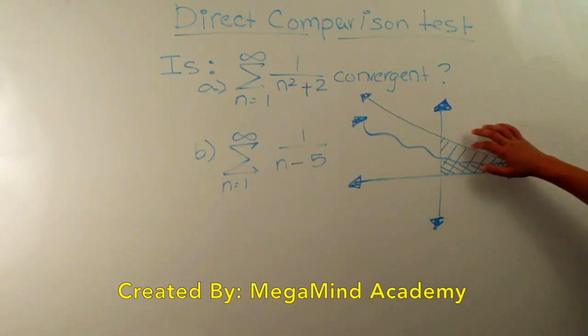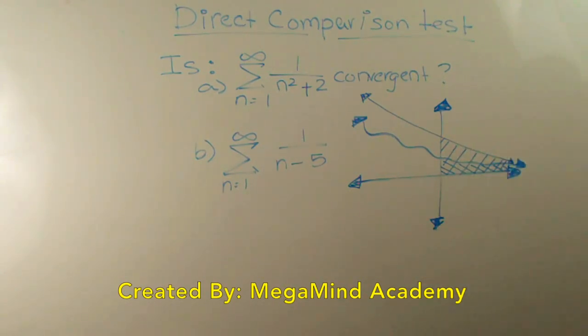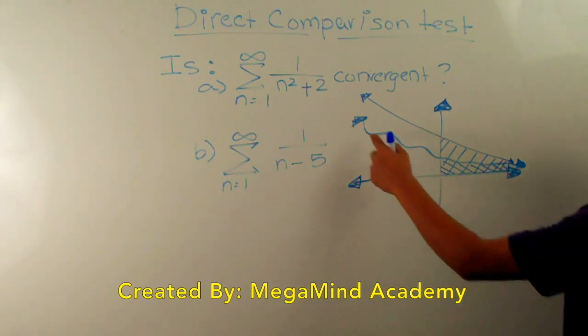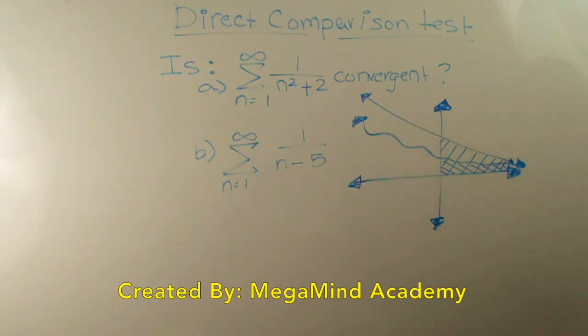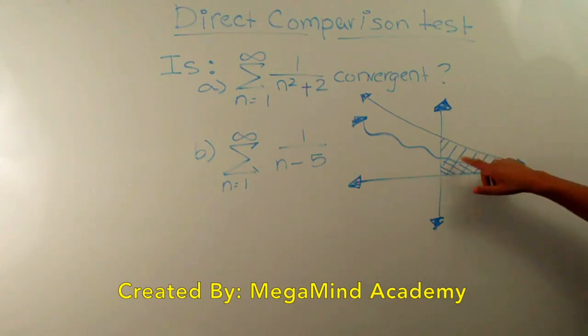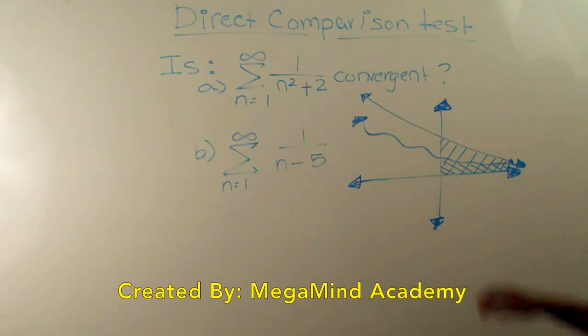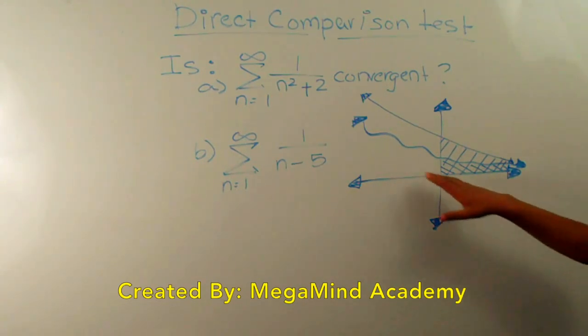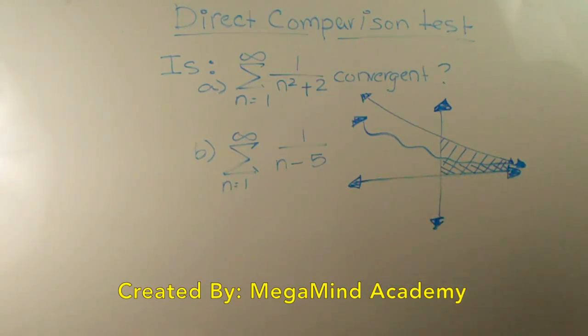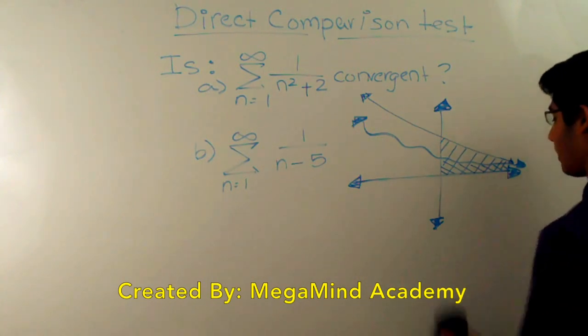Well, if we know that the area under this curve is finite and comes out to be a value, then the area under this curve on the same interval has to also be finite, because if we're just subtracting something positive from a finite value that we know, then that means that the remaining area also has to be a finite value. So the same thing goes for series. Let's just look at it another way.